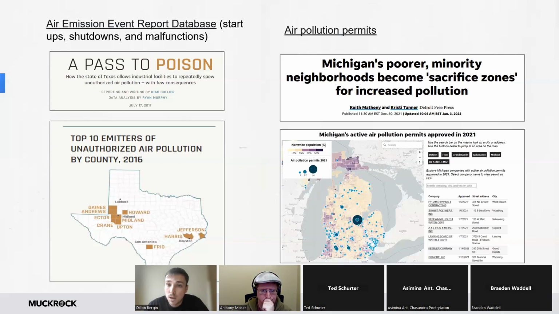As for air pollution permits, I often think about this investigation by the Detroit Free Press, Keith Mahaney and Christy Tanner. They were able to get all the permits from the state of Michigan, and then they mapped them to say, okay, where are we approving the most permits, what types of neighborhoods, and then compared these by race across the whole state. So again, that's a really awesome investigation that gives you an idea of what you could do with these types of documents and data.